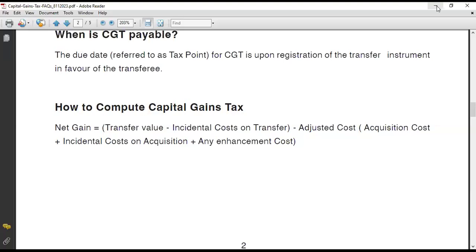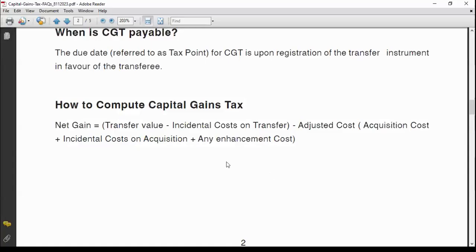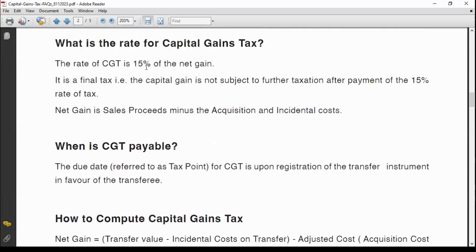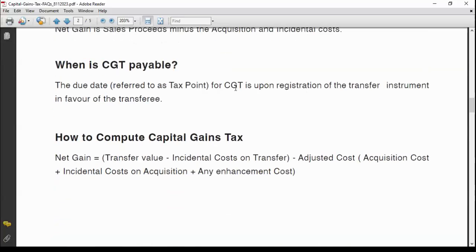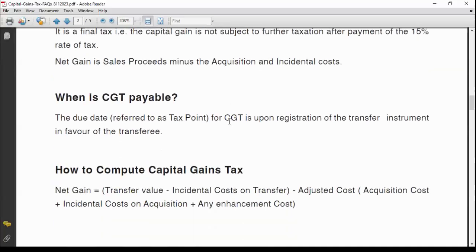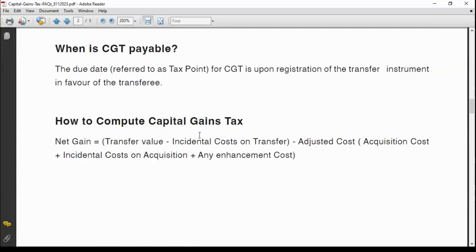13 minus 8, 5, 2, 125. 125. And CGT is 15% of the net gain. So 15% of the net gain? So 120. Let me just do it on the calculator. 125 times 15%. 18,750,000. So that was the answer.